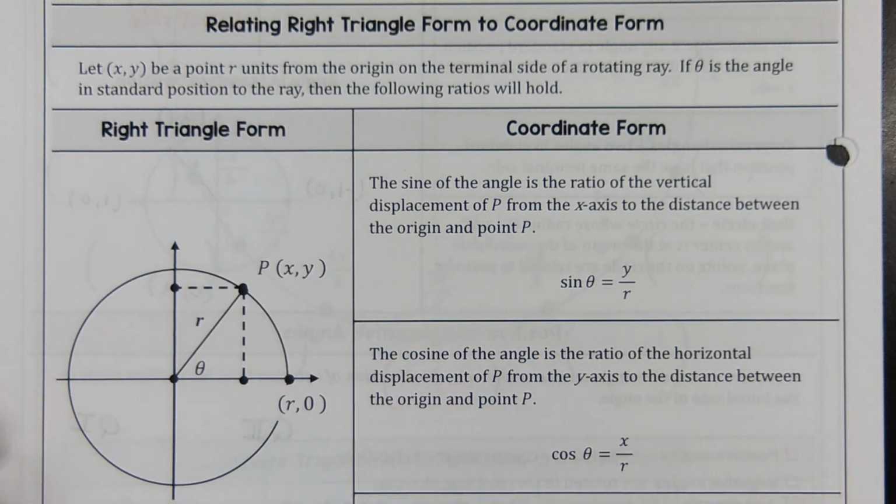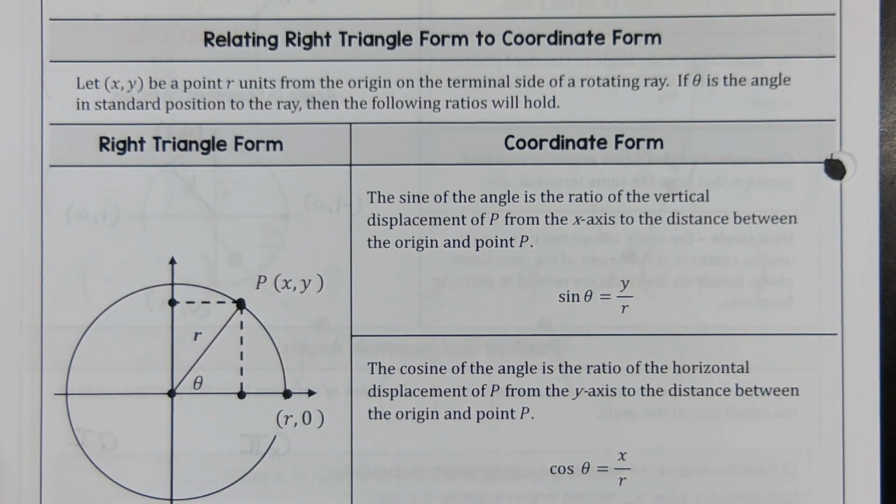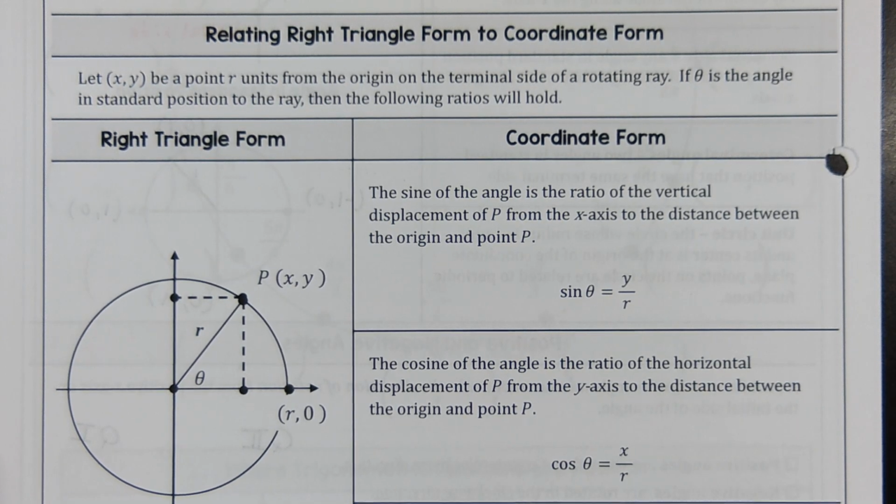Let the coordinate x comma y be some point that is r units from the origin on the terminal side of a rotating ray, like, whee, around this circle. If theta is the angle in standard position to the ray, then the following ratios will hold true.